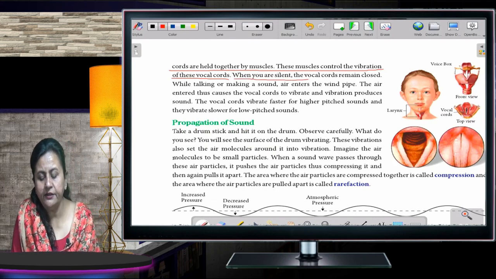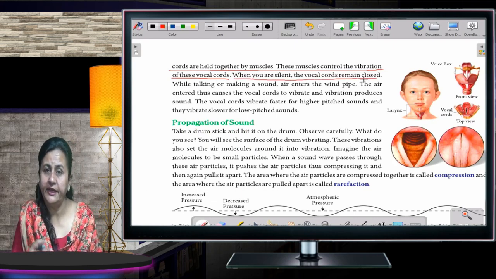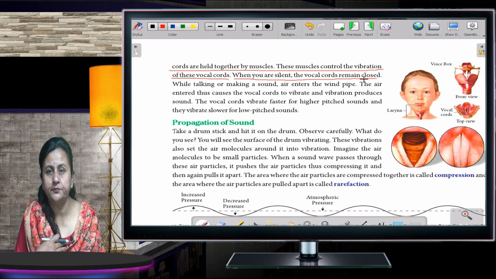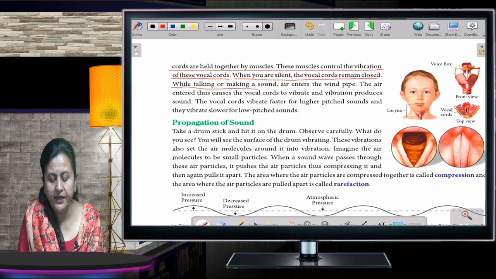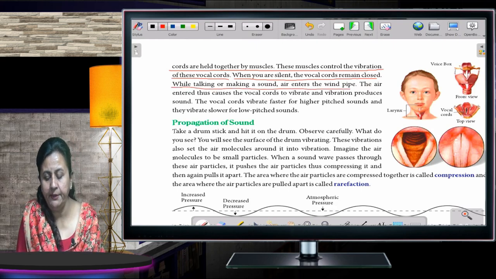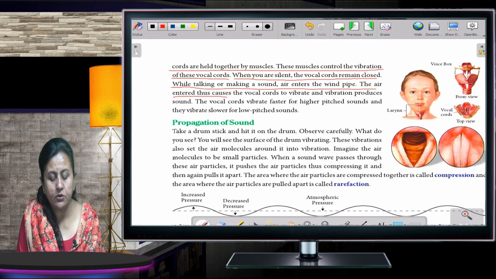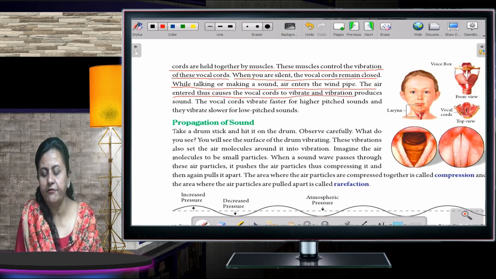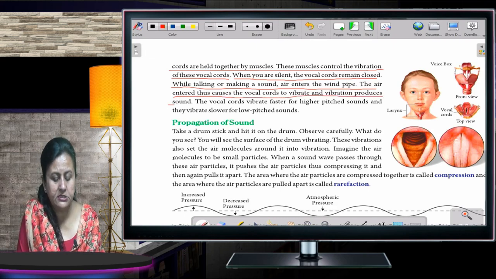When you are silent, the vocal cords remain closed. Like right now, if I don't speak, I am in silent mode. Now my vocal cords are not moving. While talking or making a sound, air enters the windpipe. The air that enters causes the vocal cords to vibrate, and the vibration produces sound.